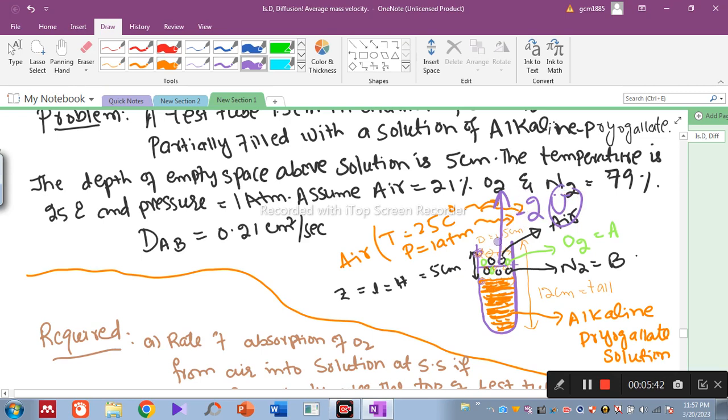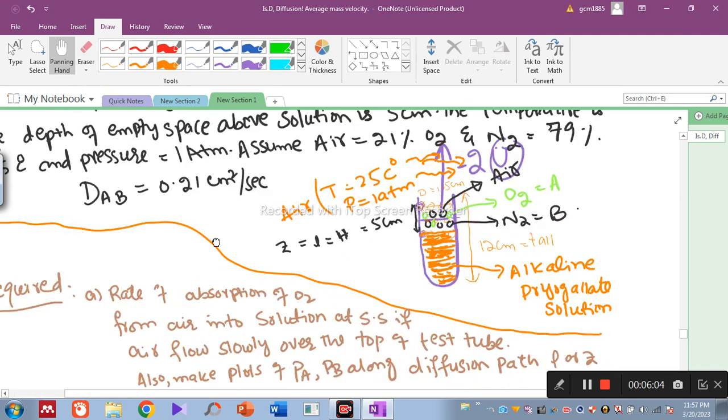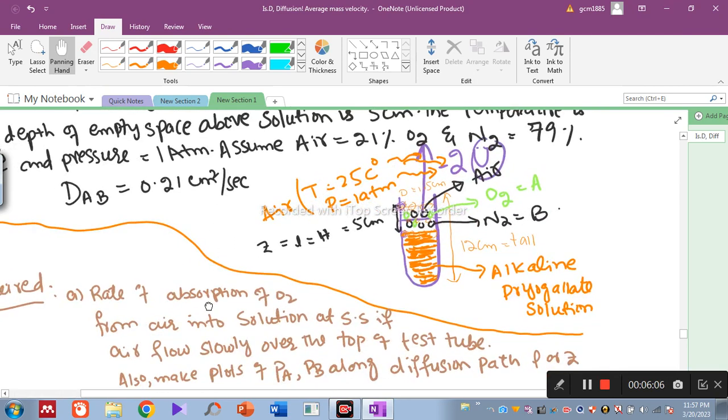So if the observer is moving in this direction, what will be the molar flux of component A and component B in this case? If the observer is moving in a direction away from the solution with double the molar average velocity, what will be NA and NB, the molar flux of oxygen and nitrogen in this case?